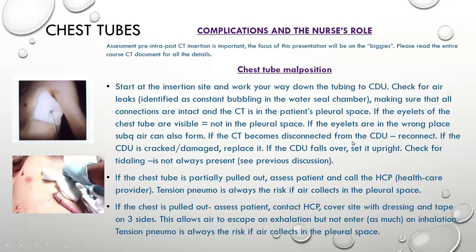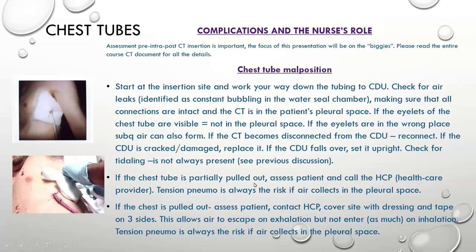If the chest tube becomes disconnected from the CDU because the nurse didn't tape it well or ensure that it was put together well, then you need to reconnect it. If the CDU, chest drainage unit, is cracked or damaged, then you need to replace it. If it falls over, set it up right. And then again, check for tidaling that we've already talked about. And remember that tidaling does not always have to be present. If it's not present, then there's some good things that can be occurring. So go back and review that if you're not sure.